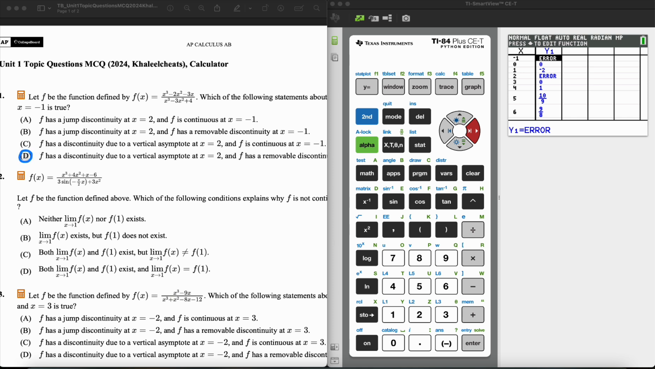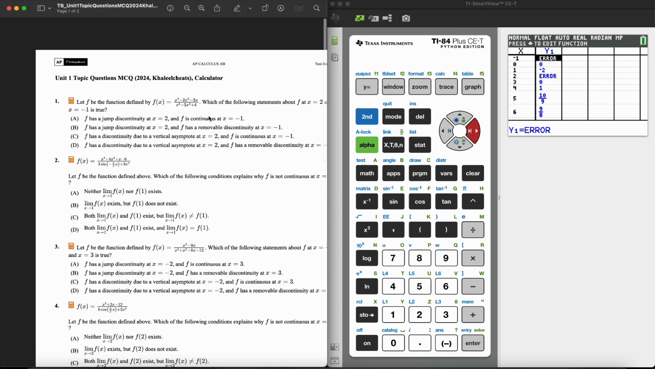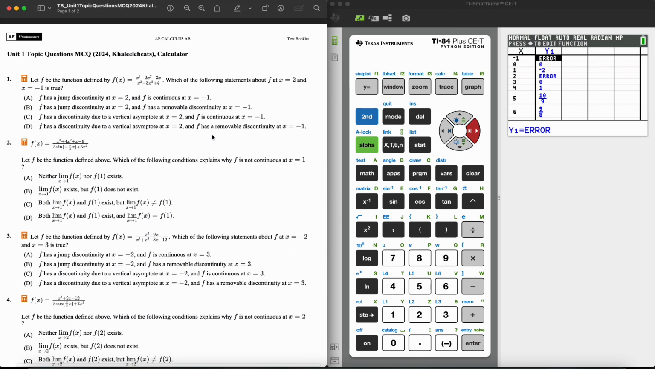Okay, where choice D is vertical asymptote at x of 2 and a removable discontinuity at x equals -1. Okay. Let's move on to question 2.